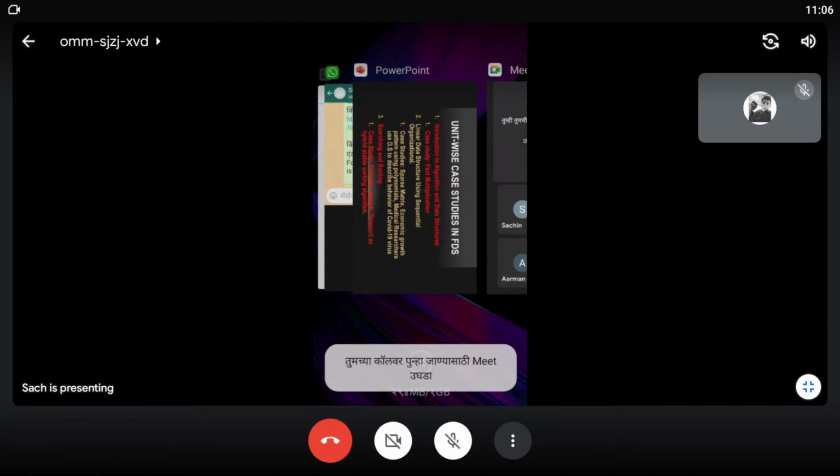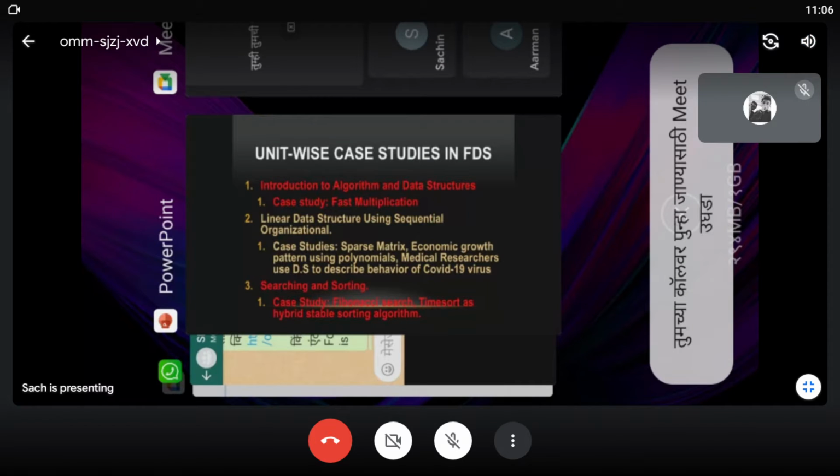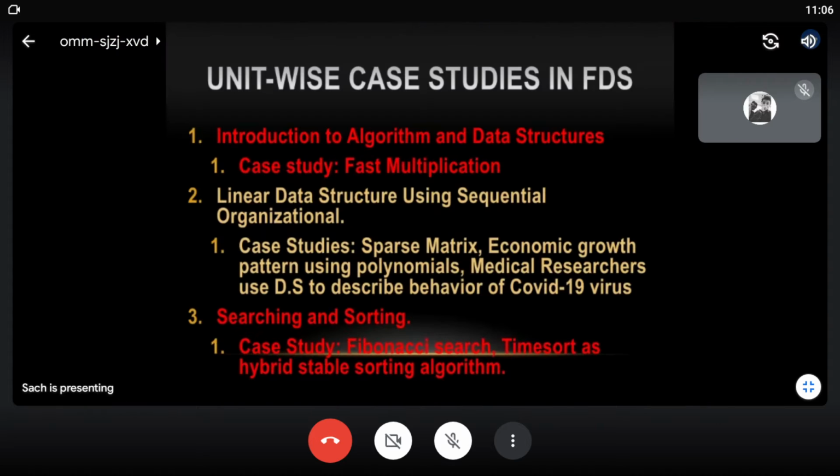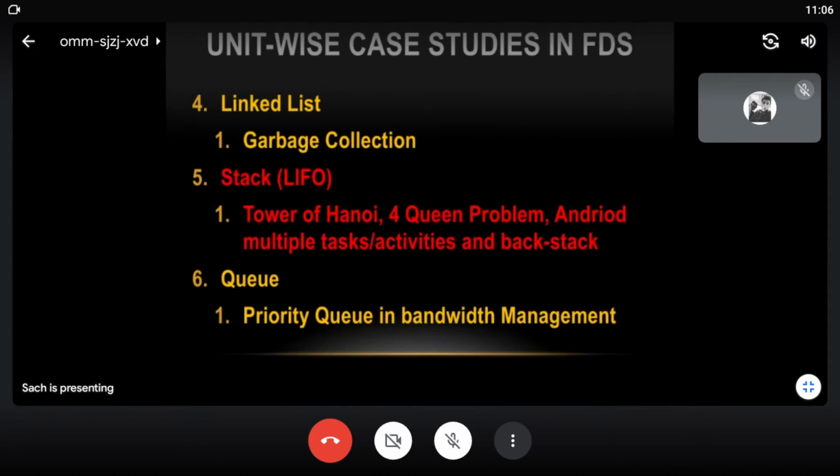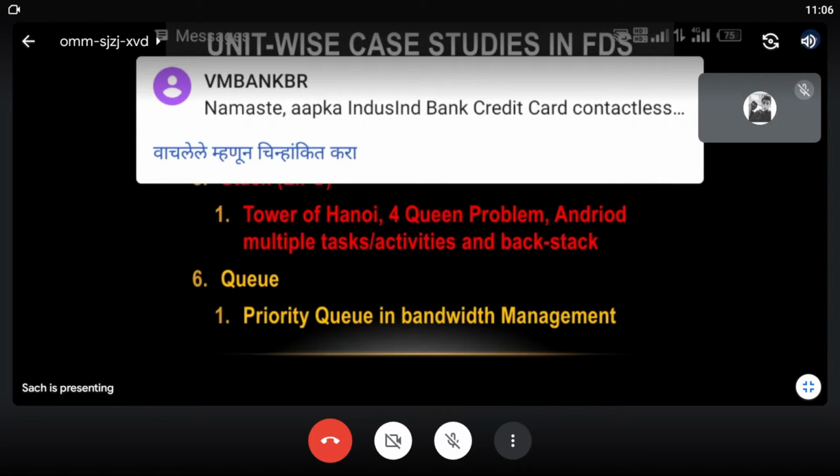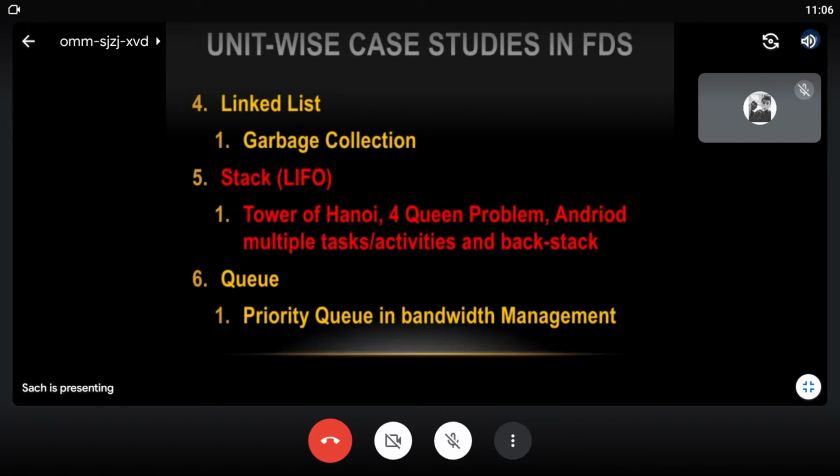Okay, then the next unit, that is unit number 4, which is dedicated to linked list. We have to study the case studies for garbage collection. It is related to memory, and when we create dynamic memories, this is the need of dynamic memory allocation and one of the advantages of it.